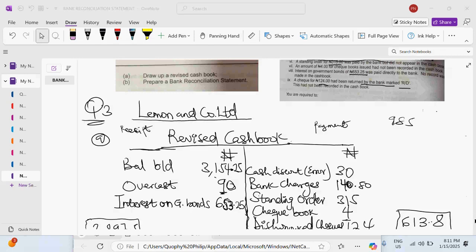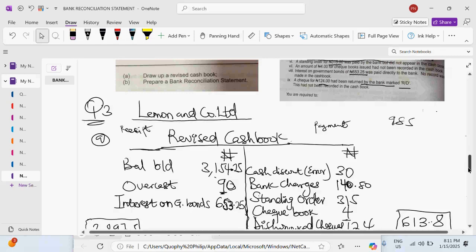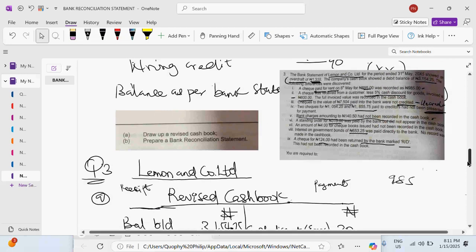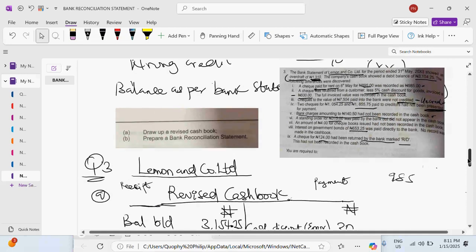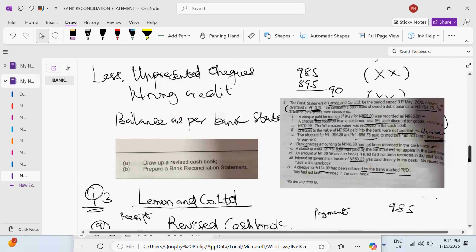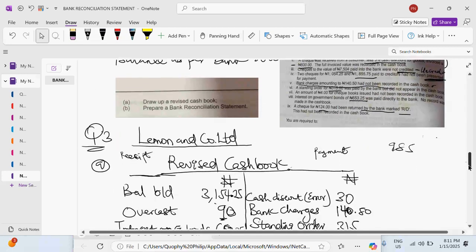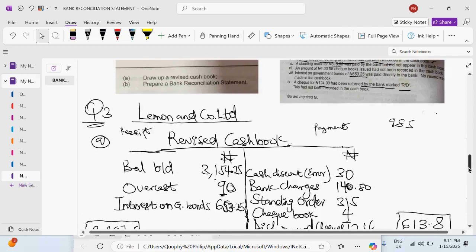So if you use the bank statement formula, you should be getting the balance as per the adjusted cash book. You should be getting the balance as per the cash book, right? So if you start with that, that is 1310. If you start with that, then you follow.